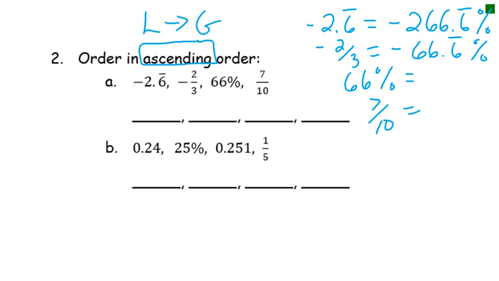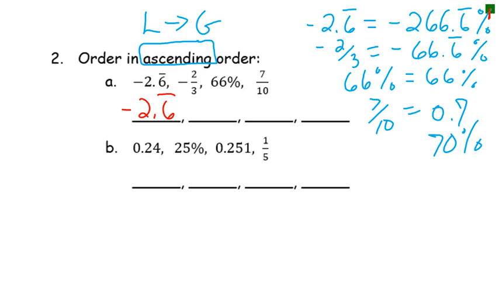Then I have 66%. Nothing is repeating here, and it's already in percent form. And 7/10. Of course, we think about our place value here. So 0.7, which equals 70%. So going from least to greatest, I am going to list, of course, my negative numbers first would be least, and the one that's the most negative, it has the least value. So negative 266.6 repeating percent is the most negative. That's what I'm going to list first. Its original form is negative 2.6 repeating.